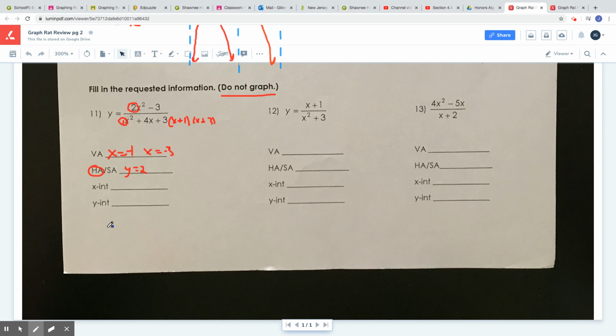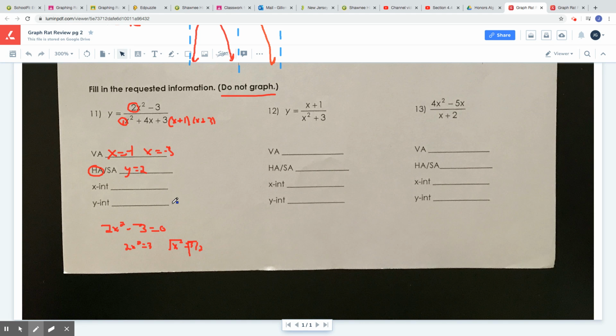All right, x-intercept. You set the top equal to 0. So 2x squared minus 3 equals 0. So I get 2x squared equals 3. I get x squared equals 3 halves. And I take the square root of that. So that is plus or minus root 3 over 2 comma 0.